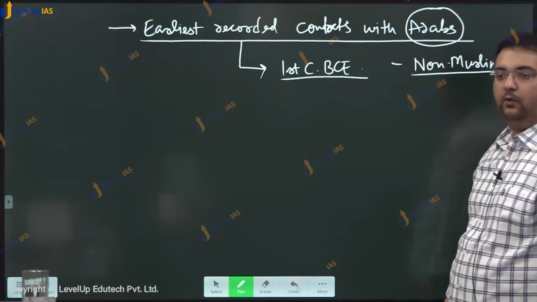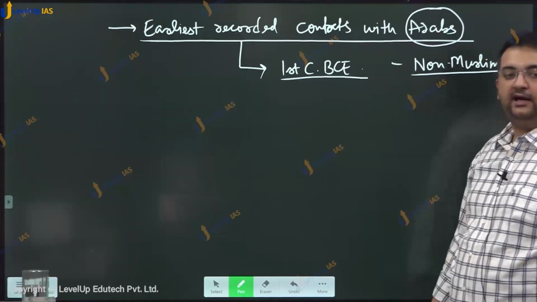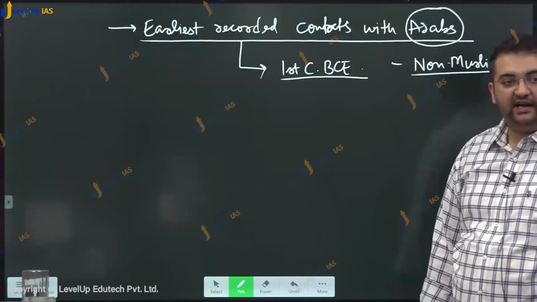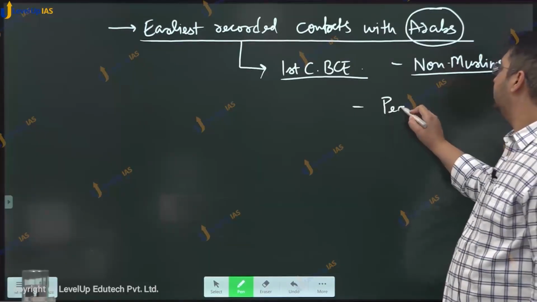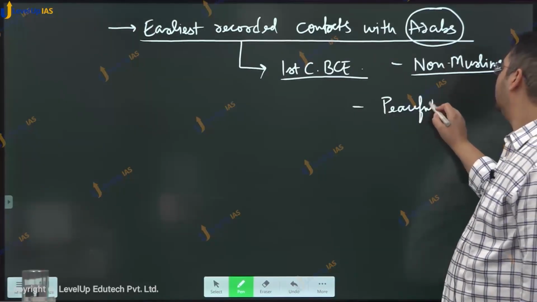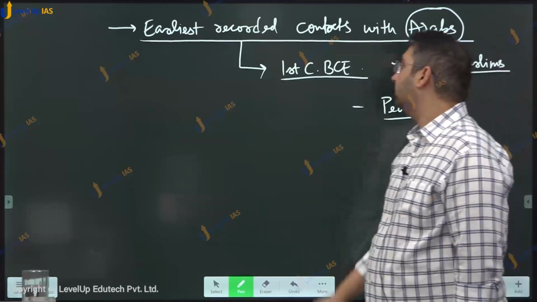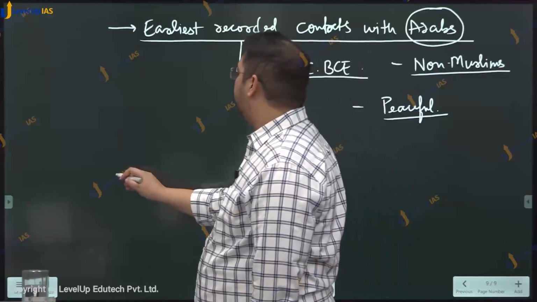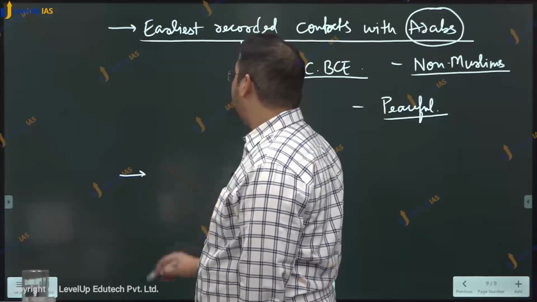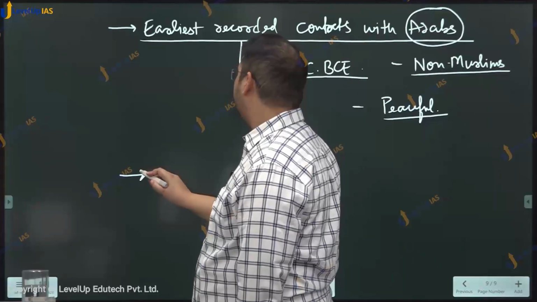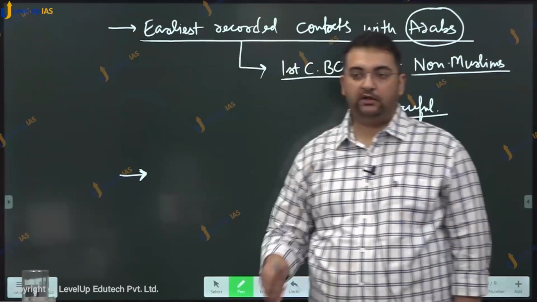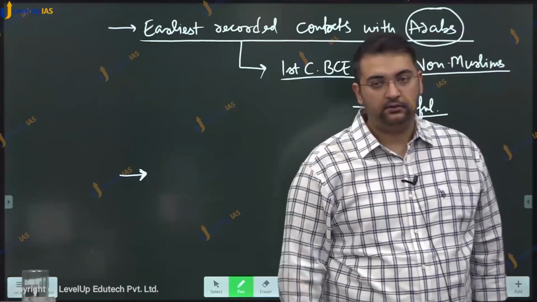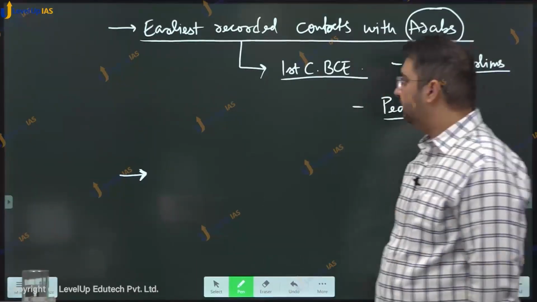ठीक है. What was the nature of this contact? Peaceful or violent? Peaceful. Now the Arab world underwent a major upheaval and transformation with the advent of Islam. When was Islam founded? 7th century AD, right?